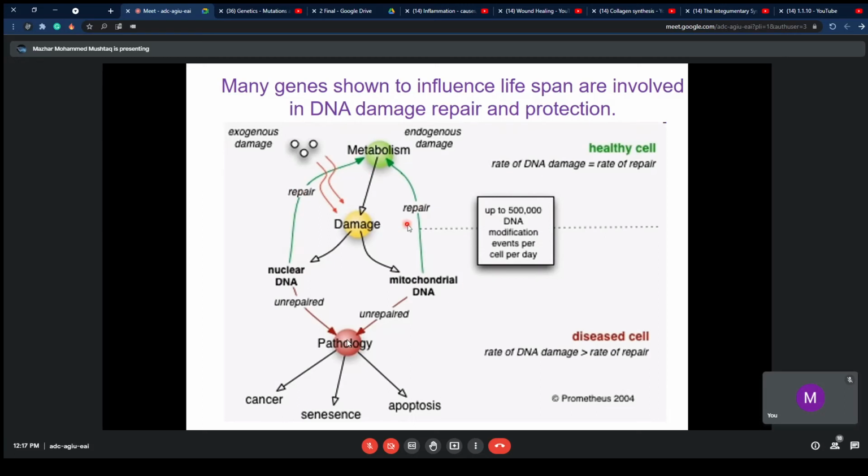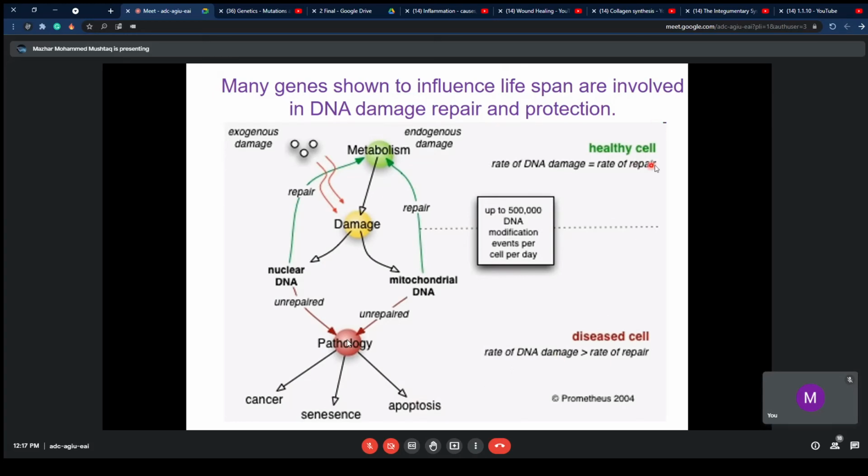If this mitochondrial or nuclear DNA damage is repaired, then the metabolism would be corrected, and everything is fine, there is no problem. But if the nuclear DNA or mitochondrial DNA is unrepaired, as you can see here, eventually it is going to cause some sort of pathology, and as a result you can have cancer, senescence, apoptotic issues, and eventually some sort of serious disease.